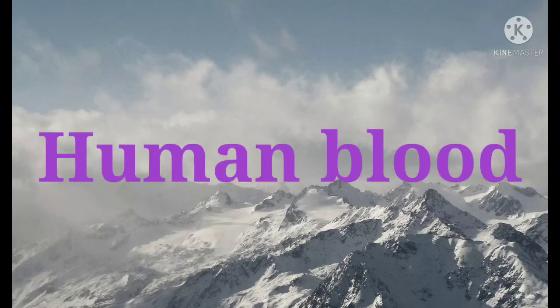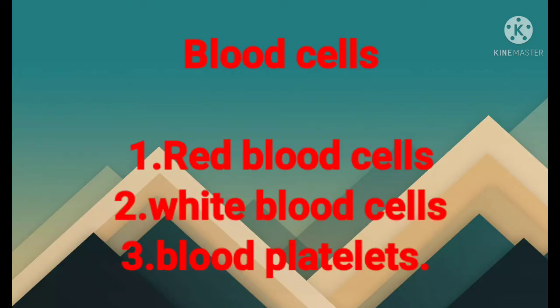Human blood. Human blood is composed of blood cells and plasma. Plasma is the fluid portion of the blood. Every man has 5 liters of blood in his body. Blood cells are mainly 3 types. One is red blood cells, second one is white blood cells, and third one is blood platelets.